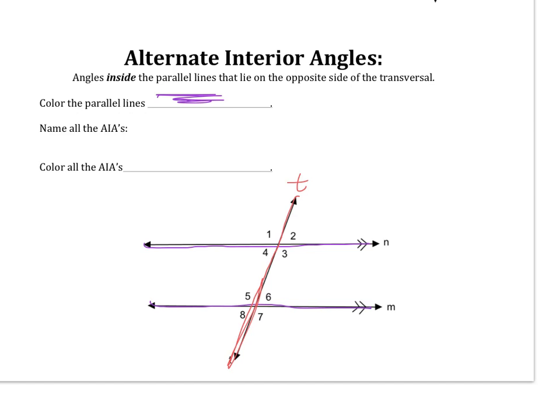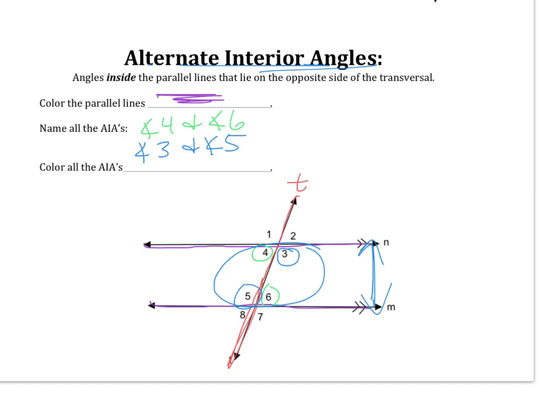So alternate interior. So on the inside, in between the two parallel lines, alternate interior. Interior means inside, so 4 and 6 are AIAs, alternate interior, and the inside. So angles 4 and 6, and then also angles 3 and 5. And they're called alternate interior because they are on the inside in between the two parallel lines.